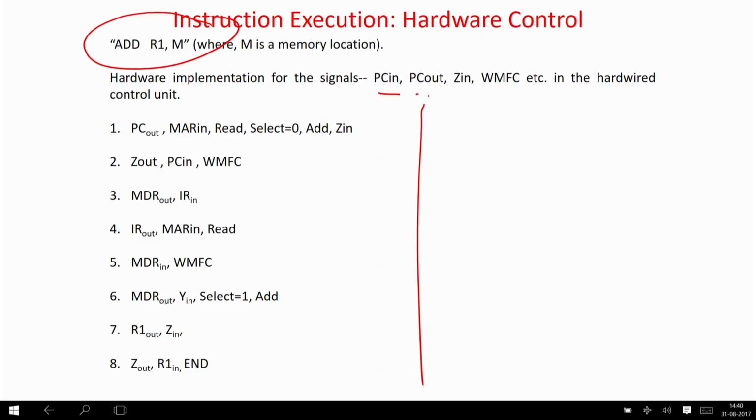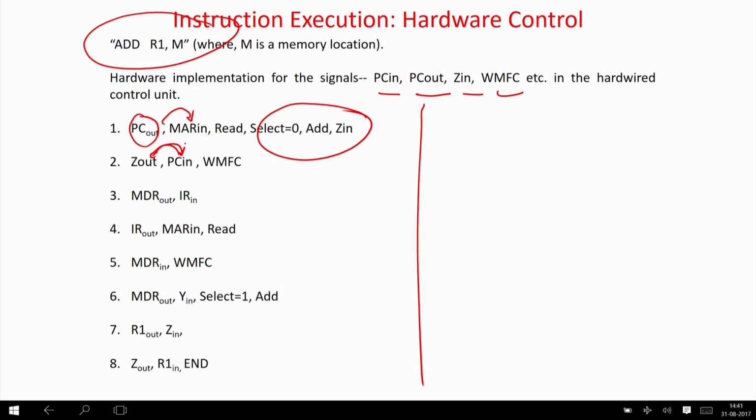Program counter in, program counter out, Z in, WFMC, all the signals which are listed here are actually utilized for this micro instruction, sorry, the micro instructions which will be involved in this macro instruction. So, they will all be generated. Now, first if we remember, first was program counter out, that is the PC value will be fed to the memory address register, and then you will make it select 0, Z add in, this part corresponds to incrementing of the value of PC.